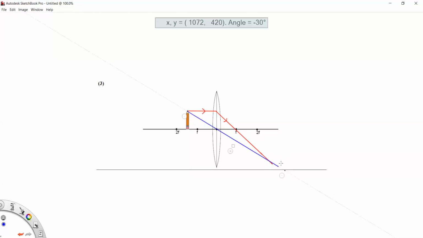So here you can see that they intersect beyond 2f. So this is your image. This is your light base. This is your object. This is the image. So object distance u.